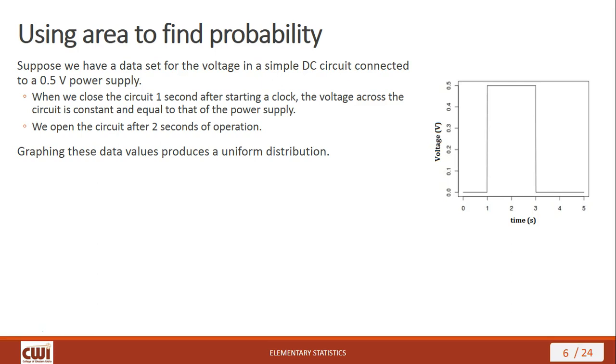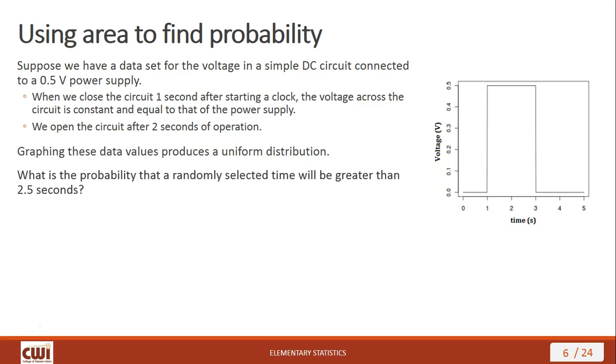This is a uniform distribution, because while the circuit is on, the value associated with each random variable within the range of values while we have the circuit on is going to be the same. So therefore, we could say that those random variables are uniformly distributed across that range.